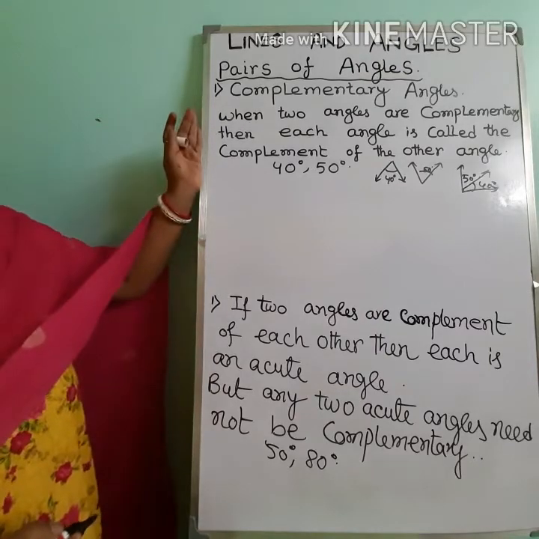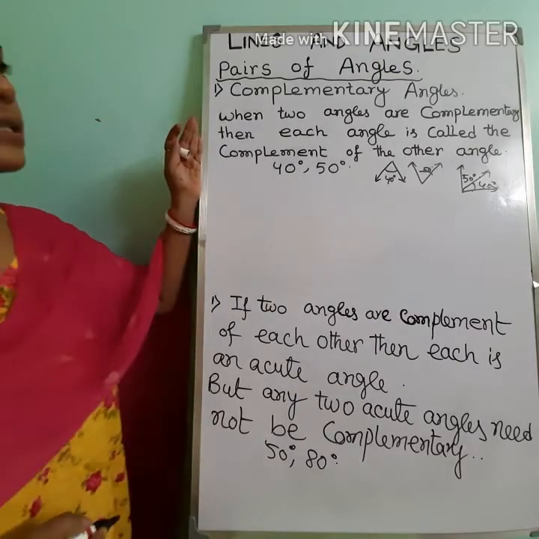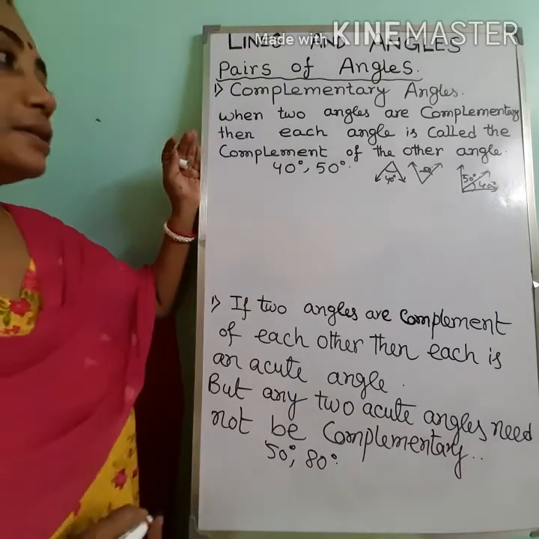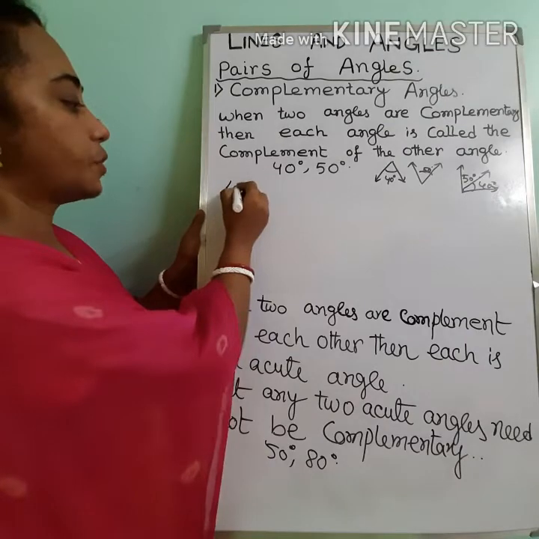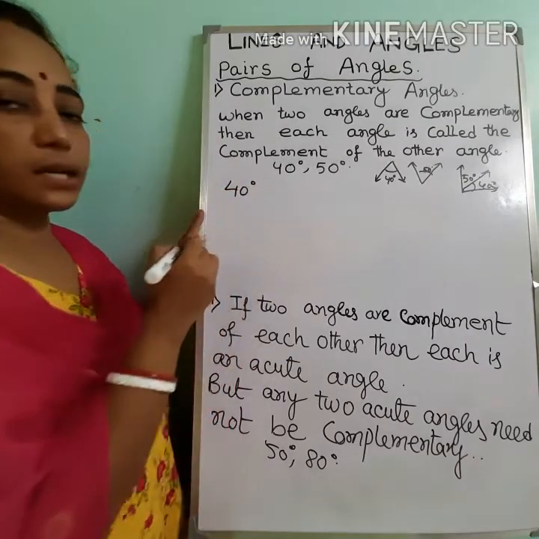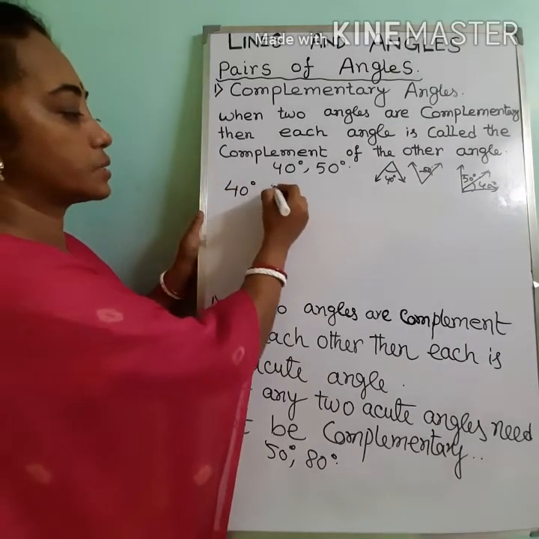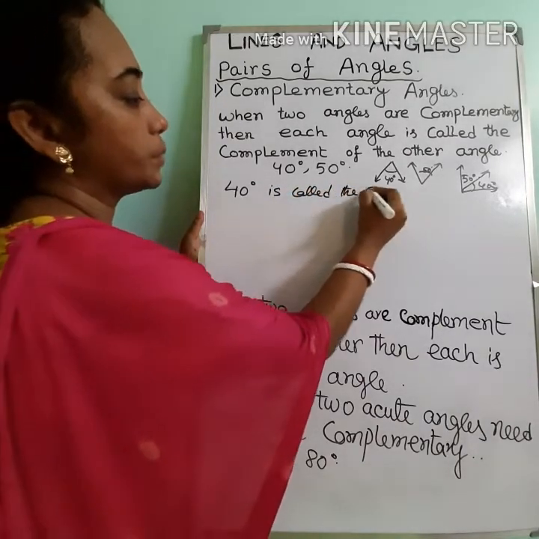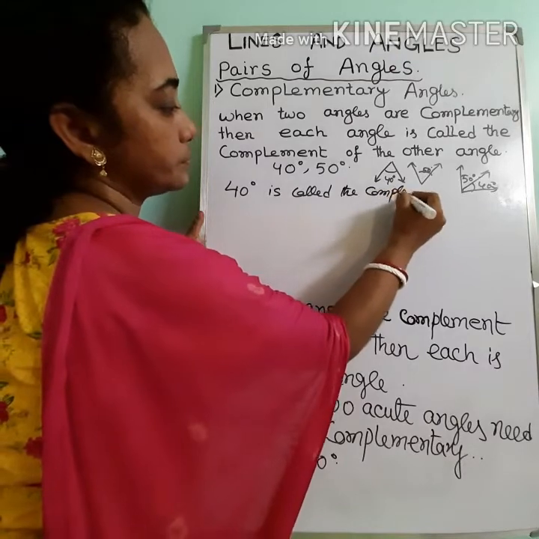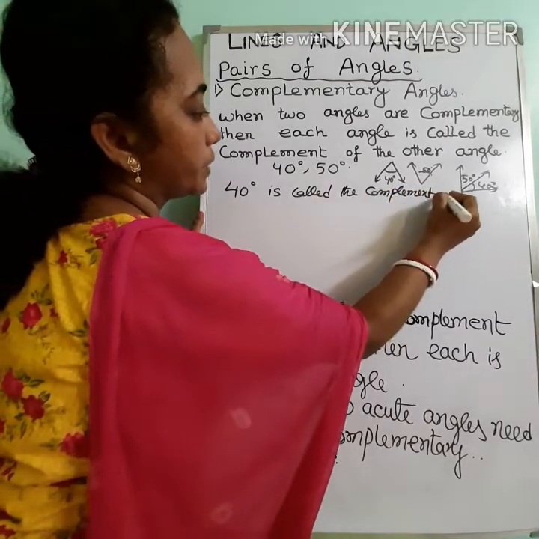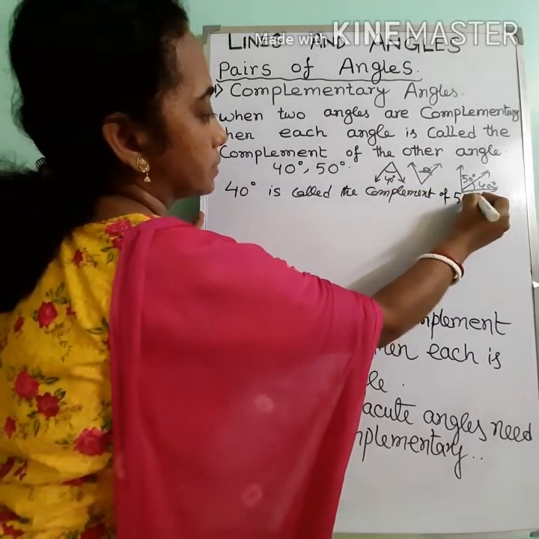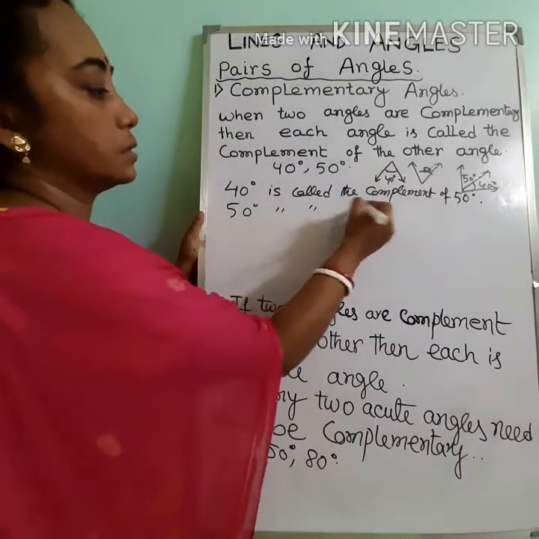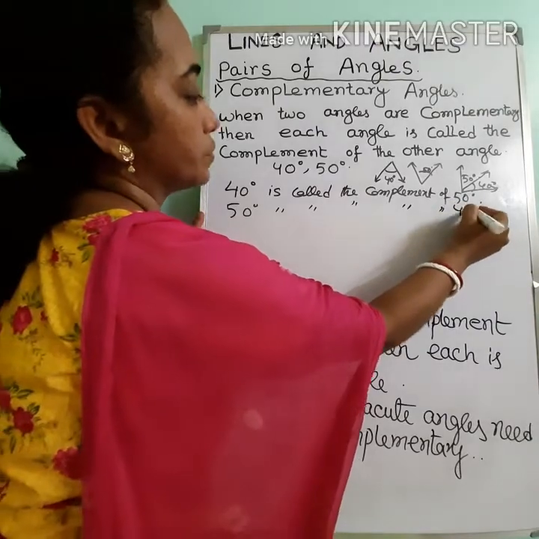Now there is a very important statement. When two angles are complementary, then each angle is called the complement of the other. That means here 40 degree and 50 degree, these two angles are complementary angles. So 40 degree is called the complement of 50 degree, and 50 degree is called the complement of 40 degree.